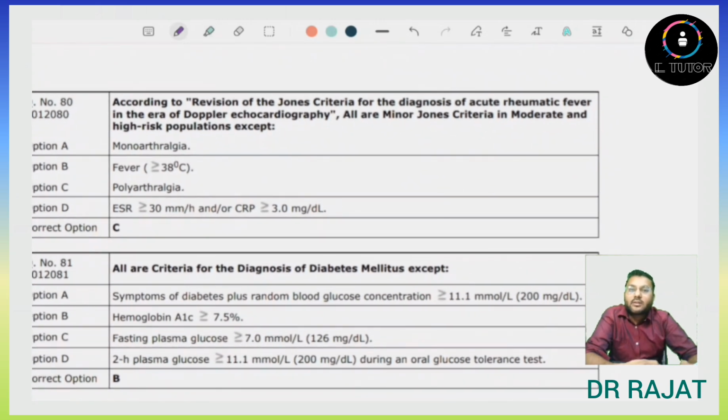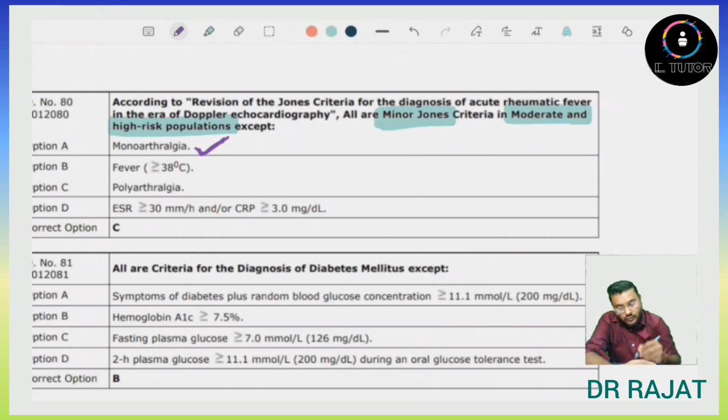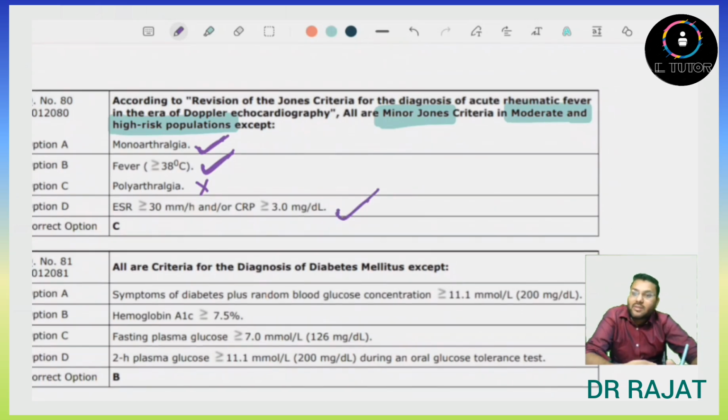Next question is, according to revision of the Jones criteria for the diagnosis of acute rheumatic fever in the era of Doppler echocardiography, all are minor criteria in the moderate and high risk population except. So they are mainly asking about the moderate and high risk population and the minor criteria. Monoarthralgia, this is true, because monoarthralgia, which means pain in a single joint, is a minor criterion in the high risk population. Fever greater than 38 degrees, this is also true. Polyarthralgia is a minor Jones criterion in the low risk population. In high risk, monoarthralgia is considered as a criterion, so this is not true. And ESR greater than 30 mm per hour or CRP greater than 3.0 milligram per deciliter. This is also true. So here the answer will be option C, polyarthralgia, which is not a minor criterion in the case of the moderate or high risk population.